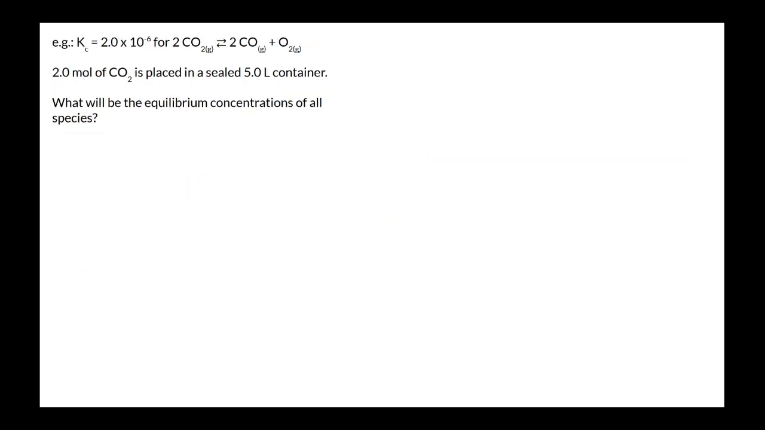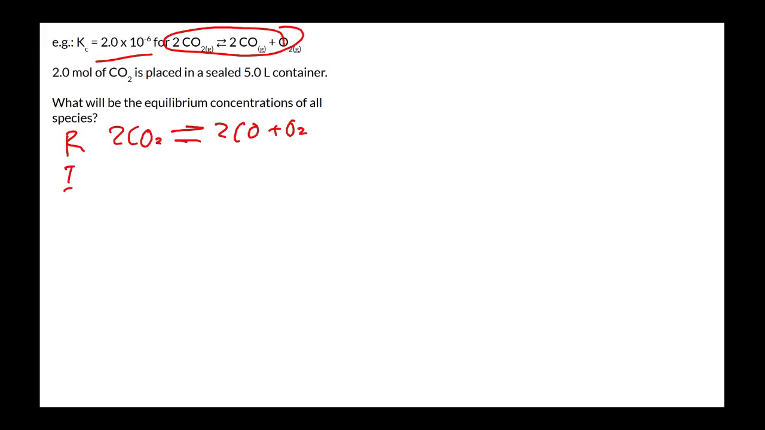One more. 2 moles of CO2 is put in a 5-liter container, and here's the reaction it's given to us, and here's the Kc, so it's concentrations that we're interested in. What are the equilibrium concentrations of all species at the end? Let's set up our RICE chart. 2 CO2, it's a gas, in equilibrium with 2 CO, also a gas, and O2.